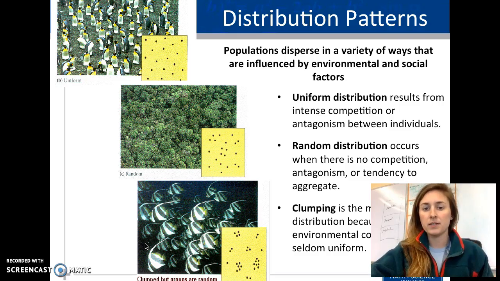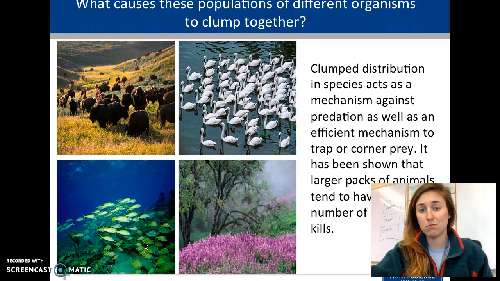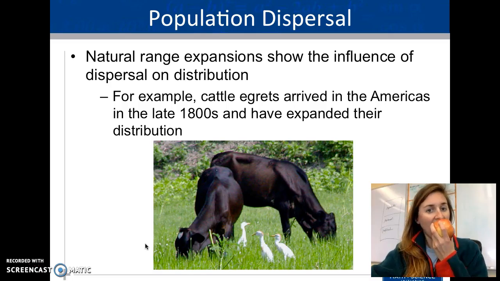Within an area, sometimes organisms want to clump together. Sometimes they are uniform. Sometimes they're random, right? And that depends on probably the social behavior of the organisms the most. What causes them to clump? Sometimes it's avoiding predators, having a common prey, being in packs or not being in packs. It really depends.